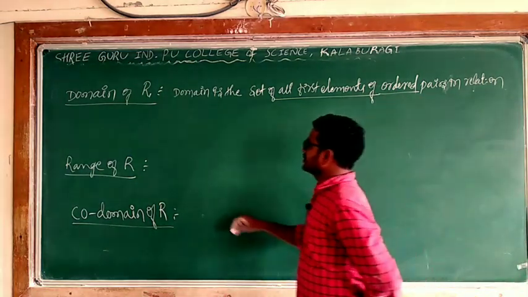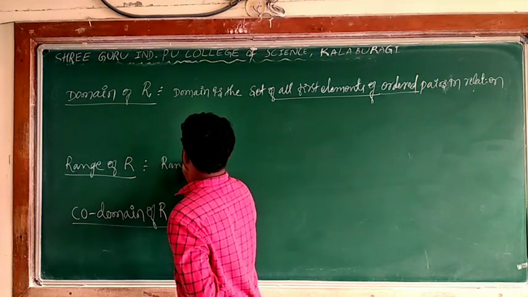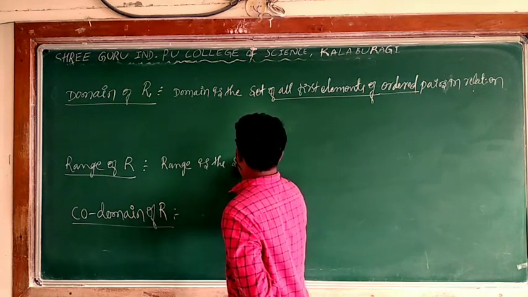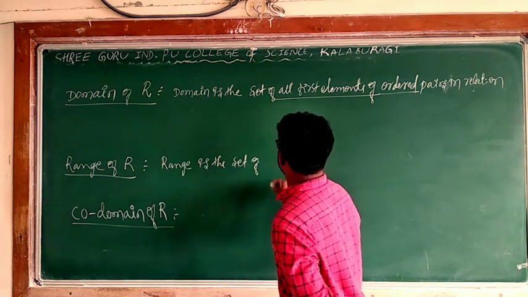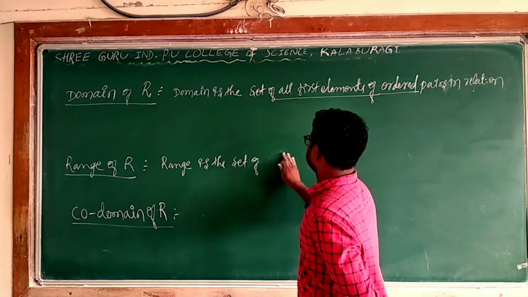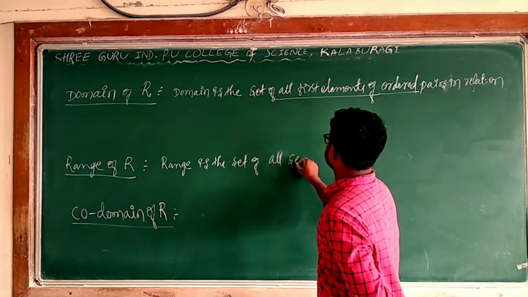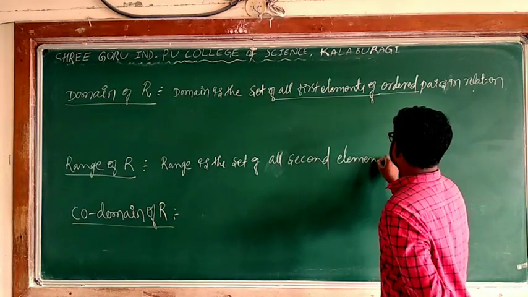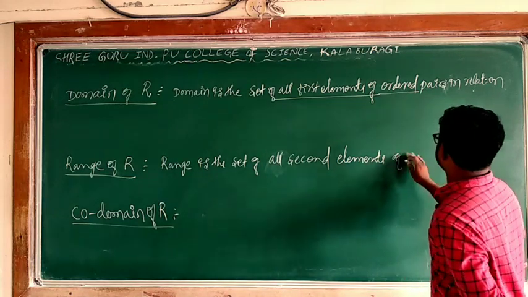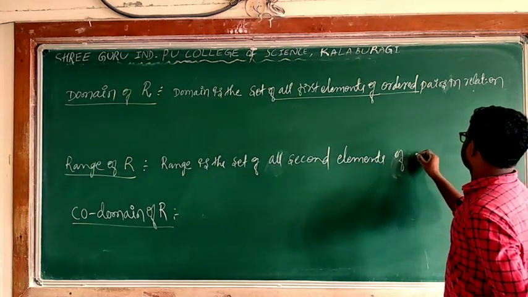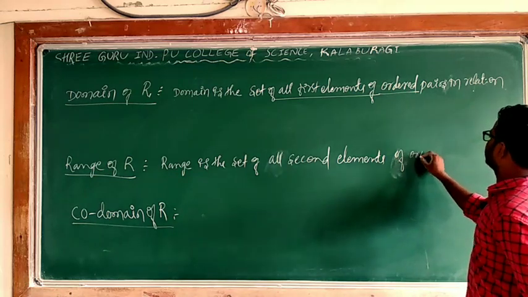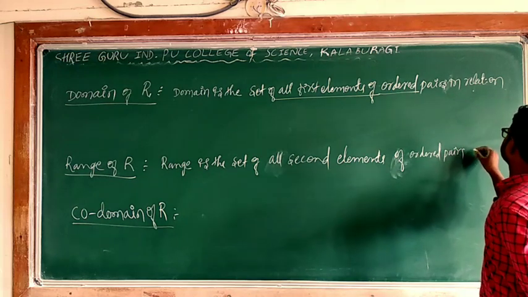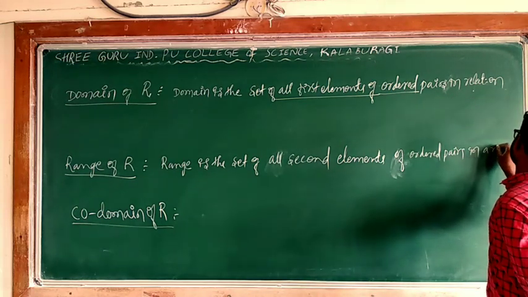What is range? It's very simple. Range is the set of all second elements of ordered pairs. The second elements of the ordered pairs in a relation.